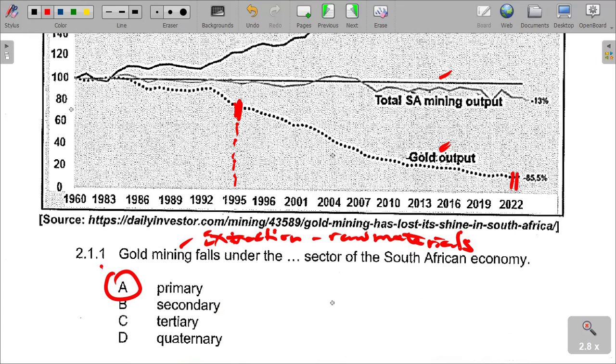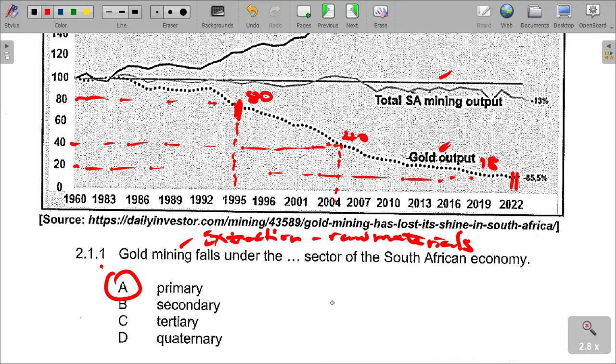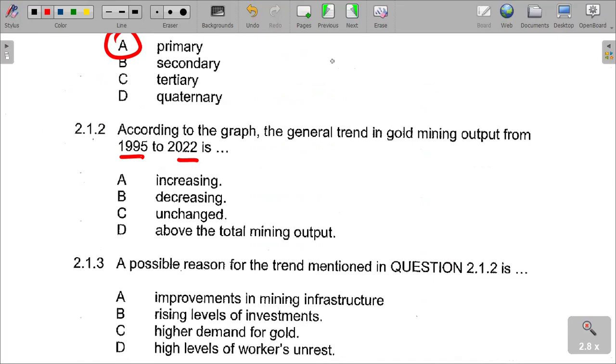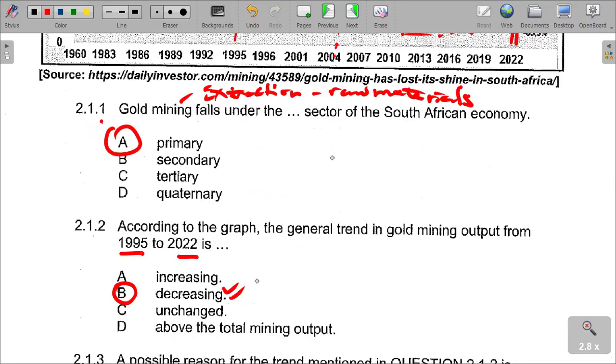We can see that here it was something like 80 in 1995, and then it goes down to 2004, where it decreased by 40. If we go to 2009, it went down again to something like 18. So what we are seeing is that the gold mining output is decreasing, as we can see from the trend.